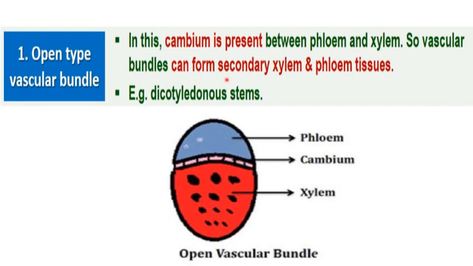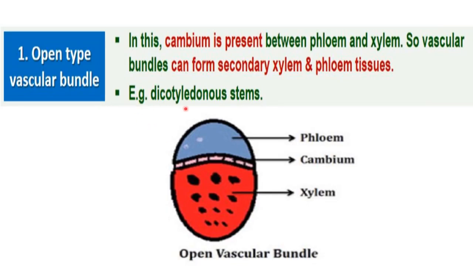So these vascular bundles can form secondary xylem and secondary phloem tissues. Okay, so because this cambium is present between xylem and phloem, at the time of secondary growth of the plant, in the later life stages of the plant when bark is formed, this cambium ring helps in the formation of secondary xylem and secondary phloem, meaning it is open for further growth. That's why these vascular bundles are called open vascular bundles, because these are open for the secondary growth of the plant, right? So these are open vascular bundles.